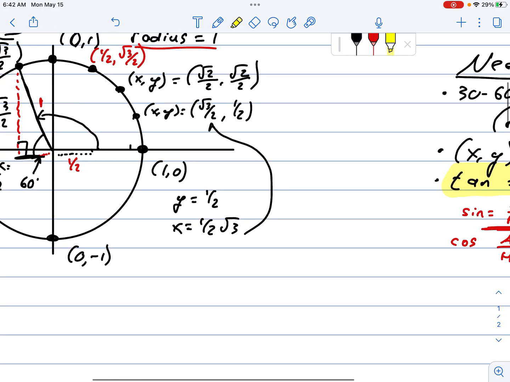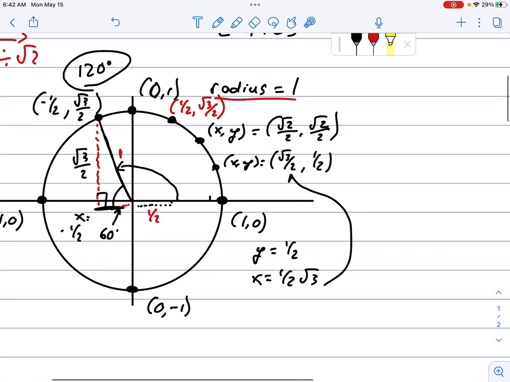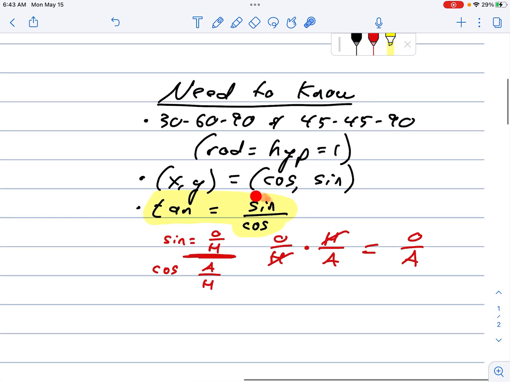So when I ask you to find what tangent is, you would take these two values and divide them, making sure sine is on top. This is what trips people up a little bit. X comma y, cosine comma sine, but then tangent is sine over cosine. So just make sure we're not mixing those up.